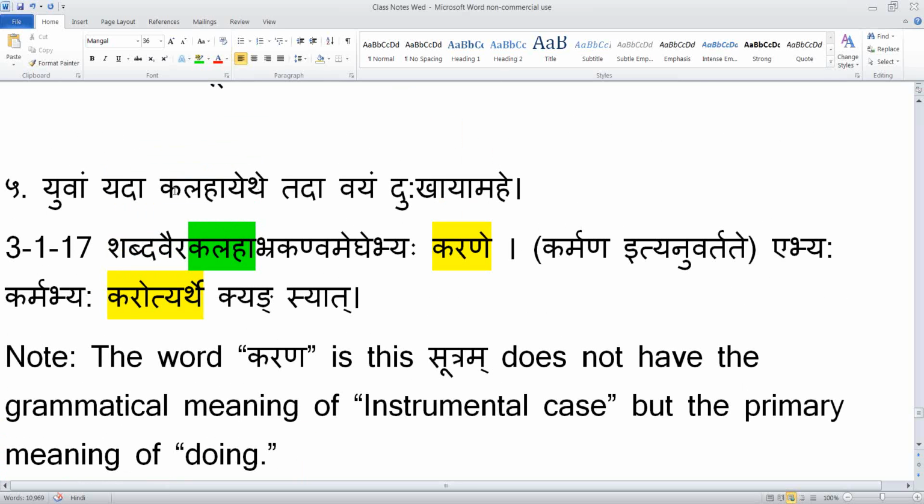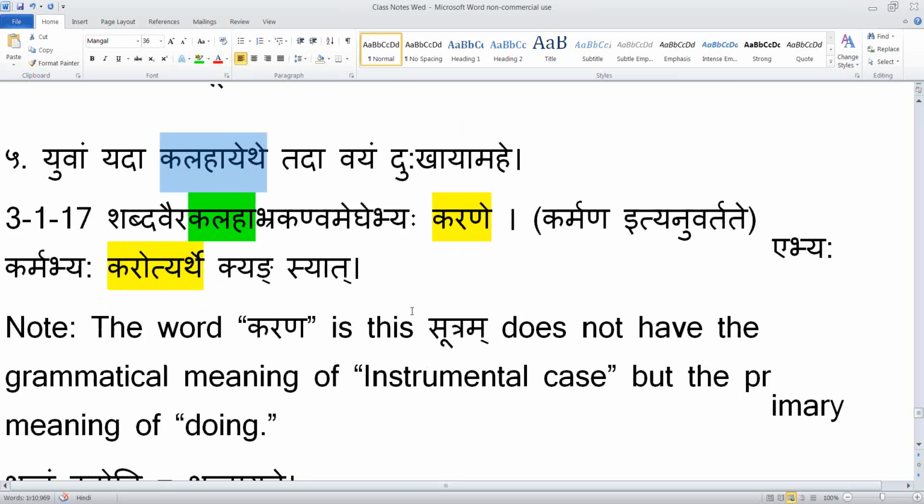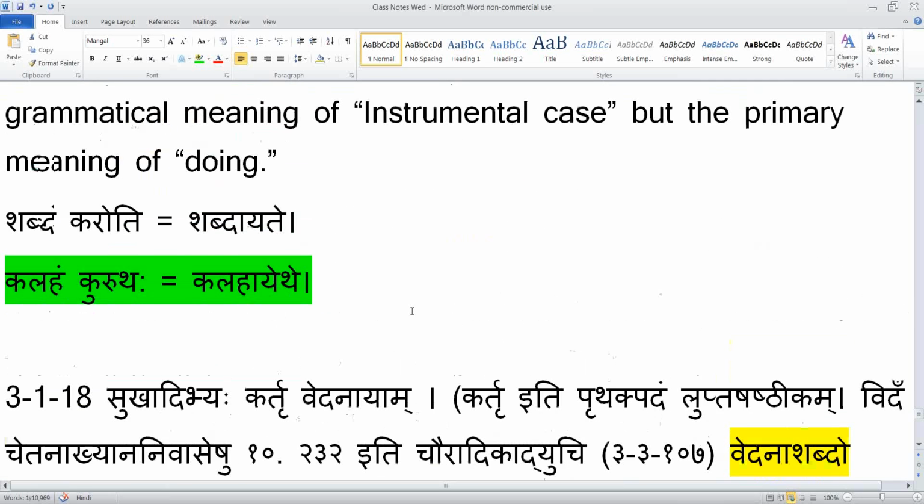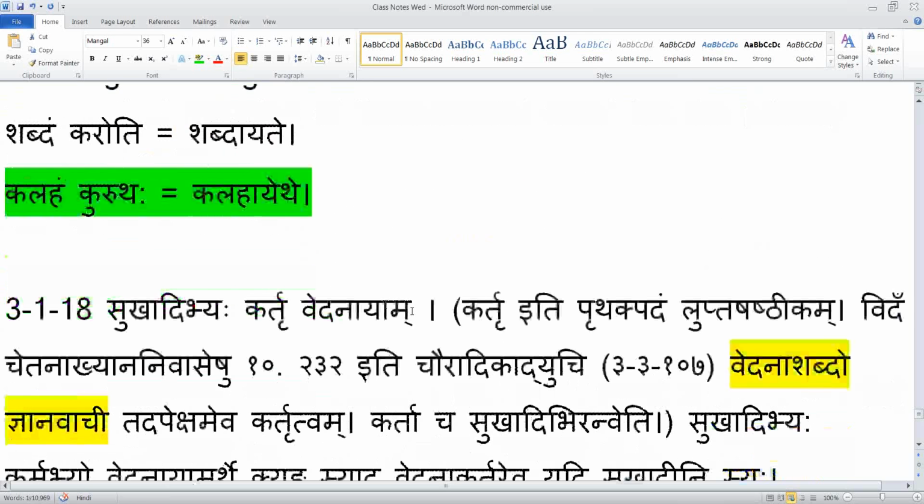Of course, this is the Madhyam Purusha Dvivachanam. Kalaha, like labhete, kalaha yethe. We won't go through that part of it. That should be straightforward. And then dukkha yamahe. What is that now? Sukhadibhya kartri vedanayam. Kartriti prithak padam, lupta shashthi. I'm just repeating this from the lesson only. We had this in the lesson before.